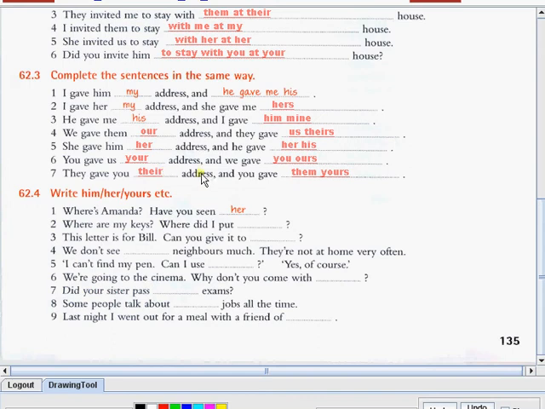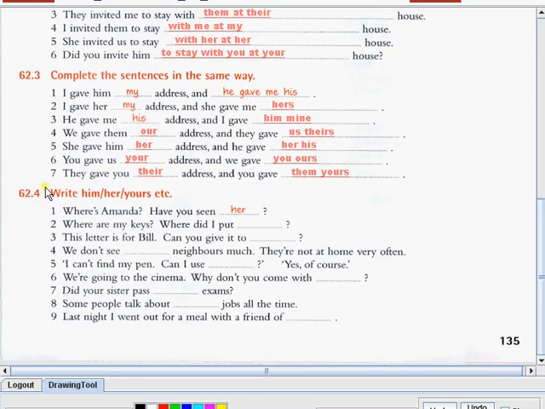Their address, so their refers to the subject they. This is the possessive adjective. And you gave them, so them is the object pronoun for the subject they. And then yours here is the possessive pronoun for your address. So you gave them your address, you gave them yours. Alright?